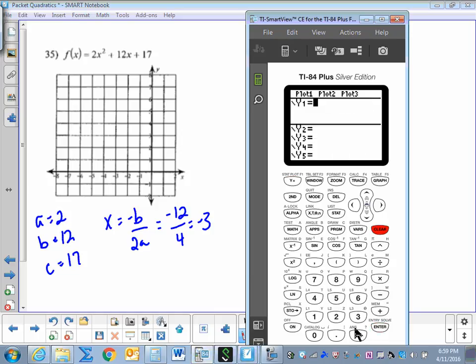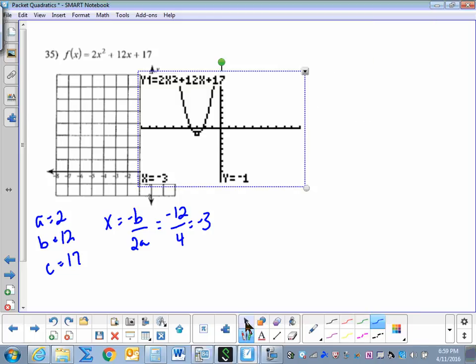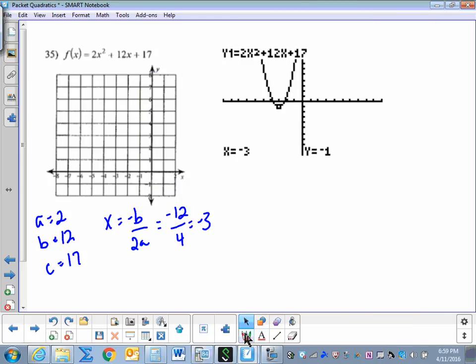So I go on my calculator and type in 2x squared plus 12x plus 17. I'm going to hit trace and type in negative 3. And negative 3, negative 1 is my vertex. So I'm going to go over to my graph, go to negative 3, negative 1, and plot a point.